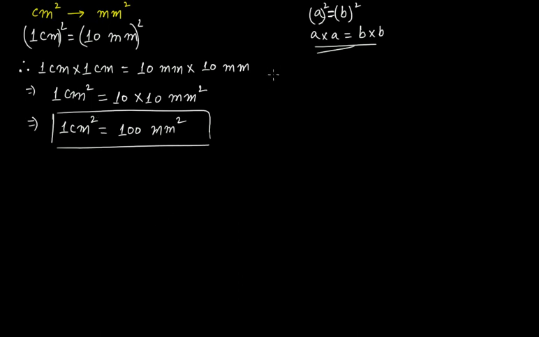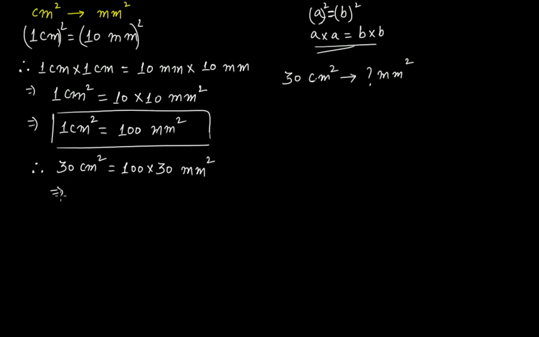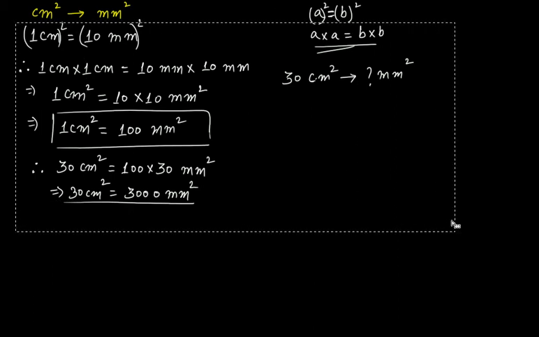Now suppose you have to find what will be 30 centimeter square into millimeter square, how much millimeter square? So clearly, first you derive the value of 1 centimeter square into millimeter square. That you can derive in this way. Now you know the value of 1 centimeter square, therefore you can clearly calculate the value of 30. So 30 centimeter square will be 100 times 30 millimeter square. This gives you 30 centimeter square is actually equal to 3000 millimeter square, right?